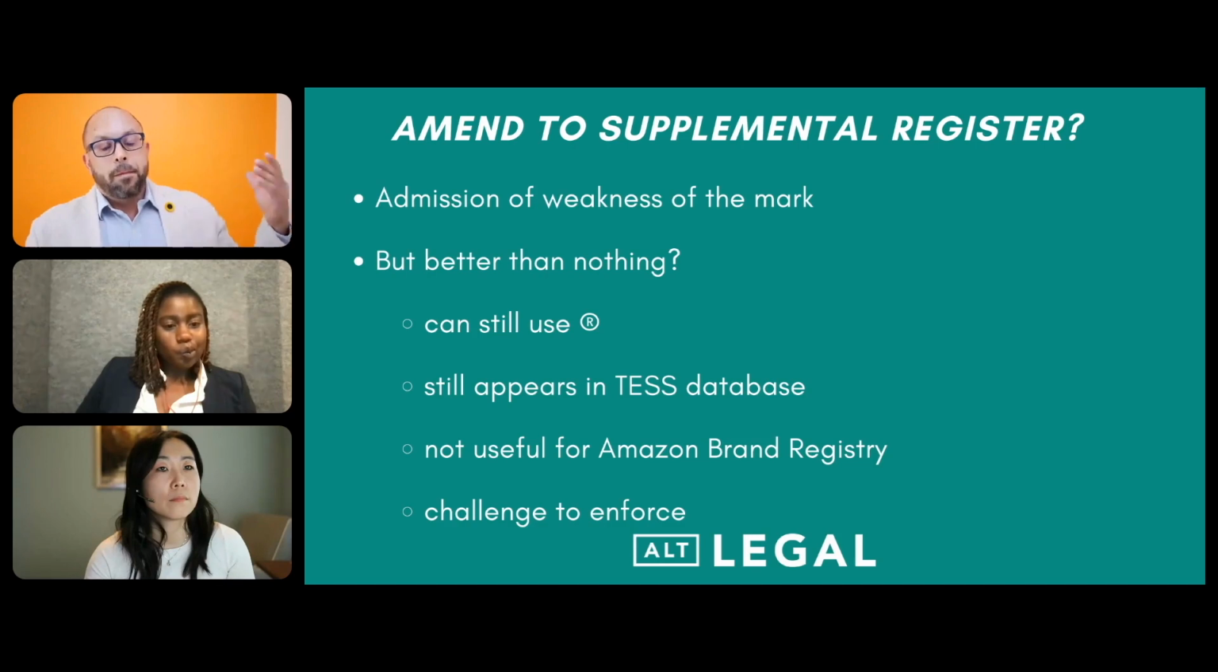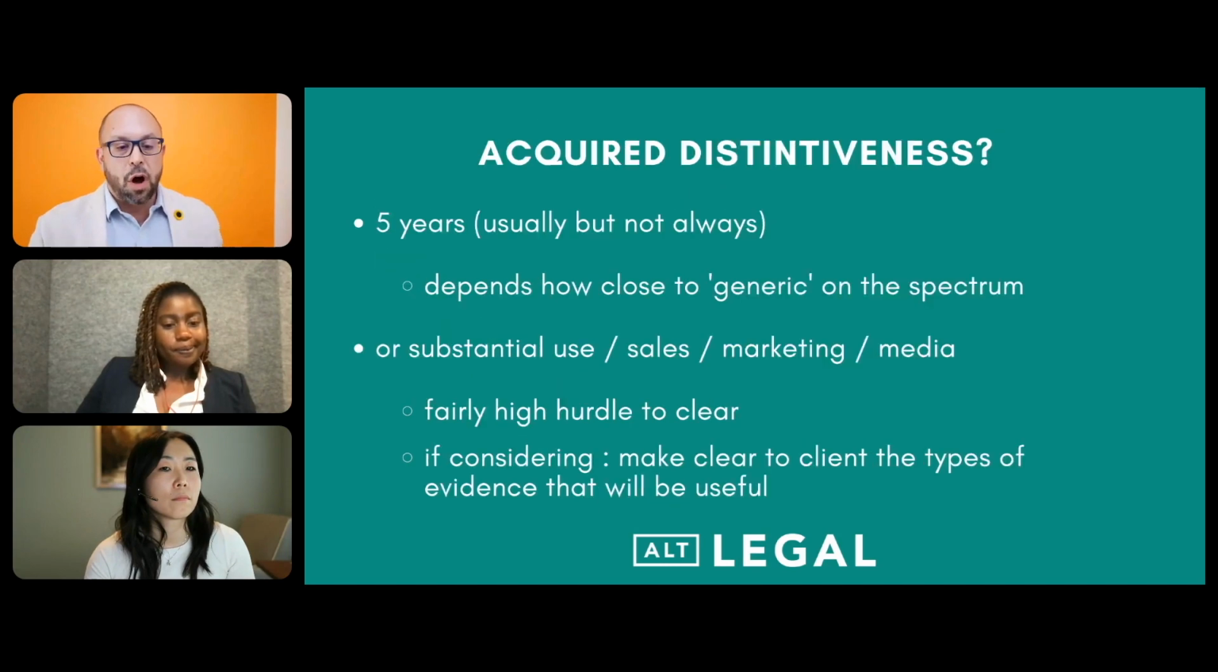Now, drawbacks are it's not going to help them with the Amazon brand registry that more and more clients care about. And of course, they're not going to get many of the presumptions and help in an enforcement action that they would get if it was on the principal register. So something to think about there, pros and cons of the supplemental register.